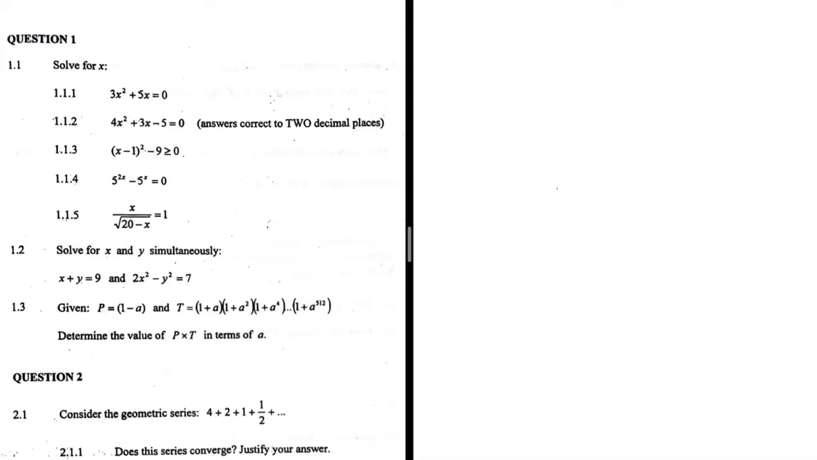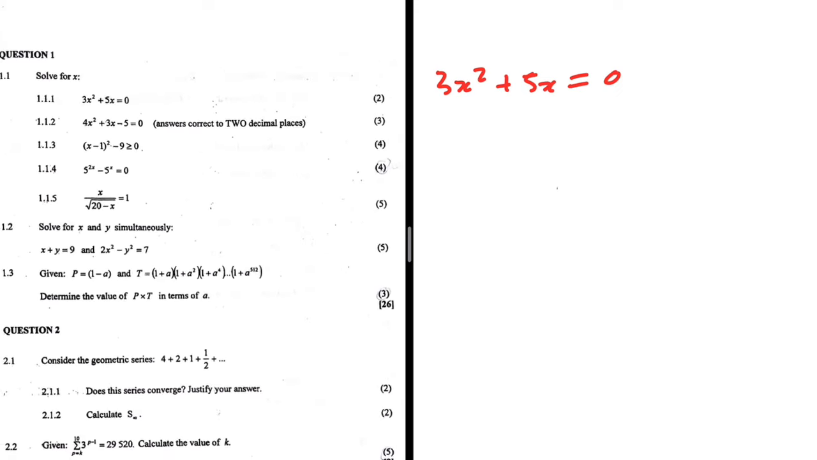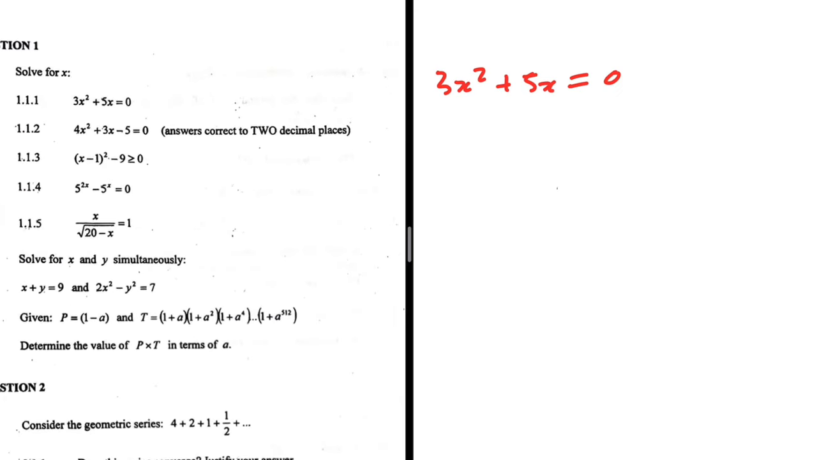Let's take a look. The first question, 1.1.1, we have 3x squared plus 5x being equals to 0. We needed to solve for x for 2 marks. It's quite obvious what we need to do in this question. We need to take x as a common factor. If we do that, we're going to have x multiplied by 3x plus 5 being equals to 0.